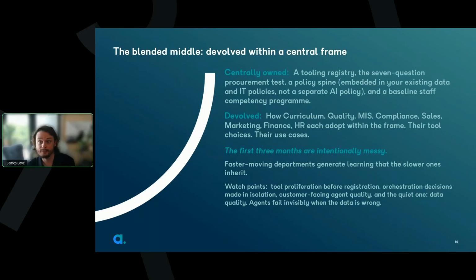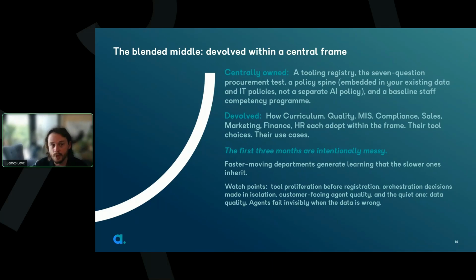It's really important here for that centrally owned piece to set up a baseline staff competency program as well, so that no one's starting from zero. And what I mean by this would be education into any policies you may have, as well as what tools you have that are approved and which ones you're allowed to use, and perhaps some basic prompting guidelines. Doesn't need to be heavyweight because the use cases at the devolved level will talk to the specific application and how those teams manage it.